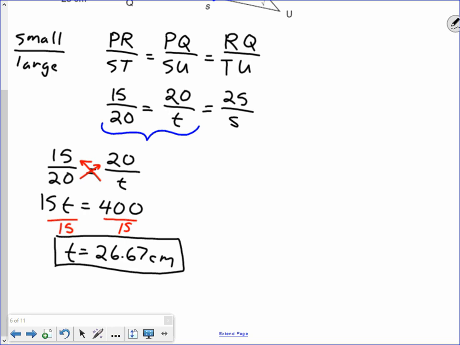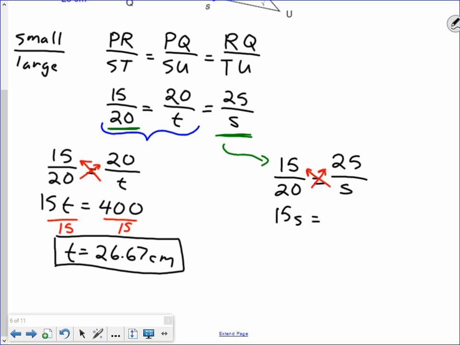To solve for the length of the other unknown side, we've got to use this term here because it's got the S in it. That's what we're trying to solve for. And we want to use this term again because it has two numbers in it, the 15 and the 20. So we're going to make a proportion that looks like 15 over 20 again is going to equal 25 over S. And same thing, we're going to cross multiply, and then we're going to solve for S.